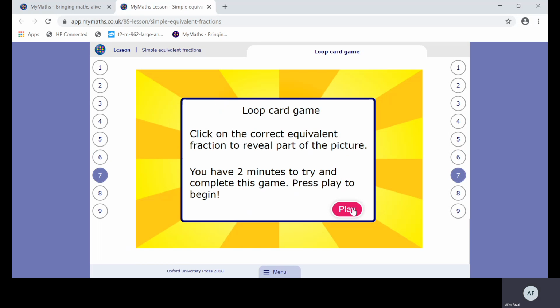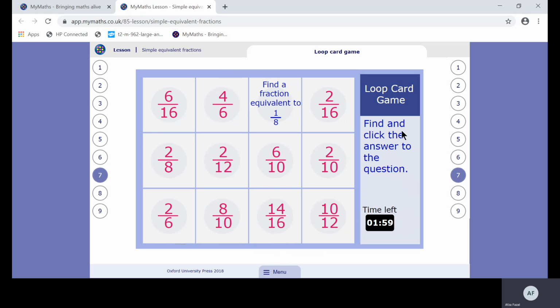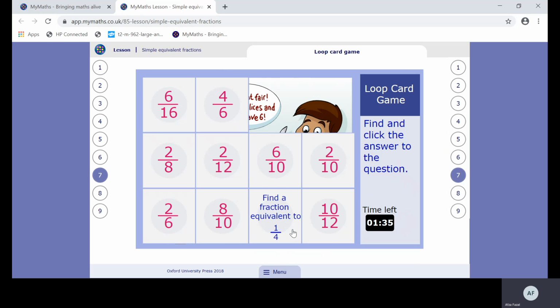Loop card game, we know how to play this from the other videos. Find and click the correct answer. Find the equivalent of 1/8. Because you times it by 2. 7/8. Now this might be a bit tricky. So 7/8. So it can either be the denominator or the numerator that you're looking at. 7/8 is the same as 14/16. You times it by 2.